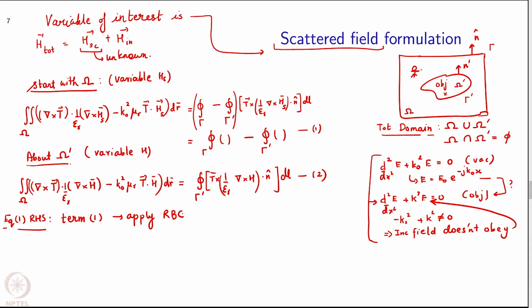Except now that x vector, which is the vector of unknowns, has been broken up into edges in gamma and edges in omega and edges in omega dash, and there is something common between the two. Okay. So for term 1 I can apply RBC. Will the incident field appear inside there?